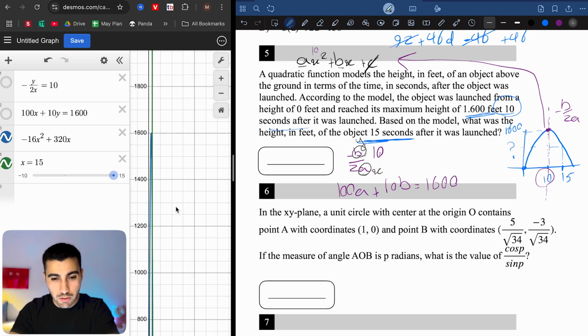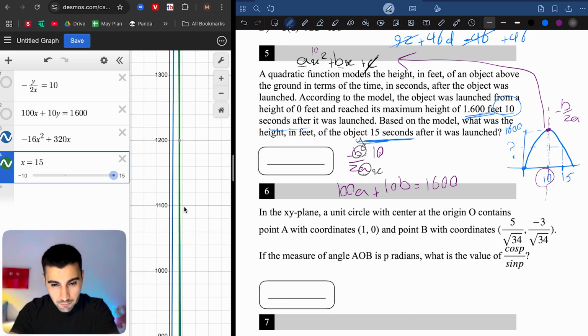And I want to see where that line crosses this graph. We want to click on it. There we go. So when the second is 15, the height is going to be 1200. So that is the answer for this question.